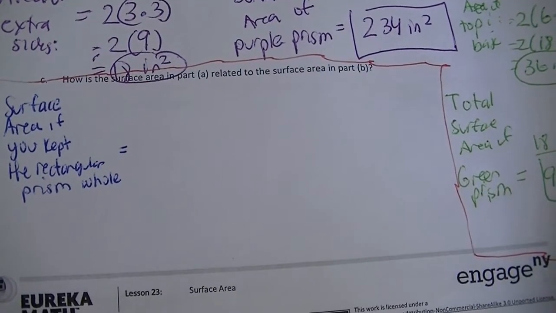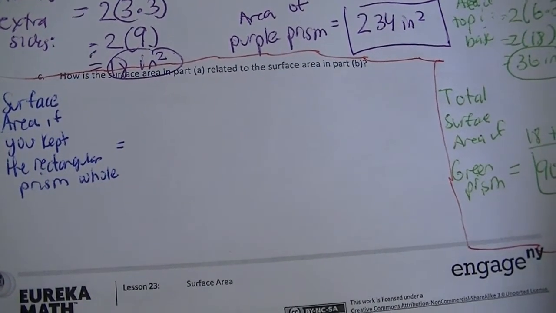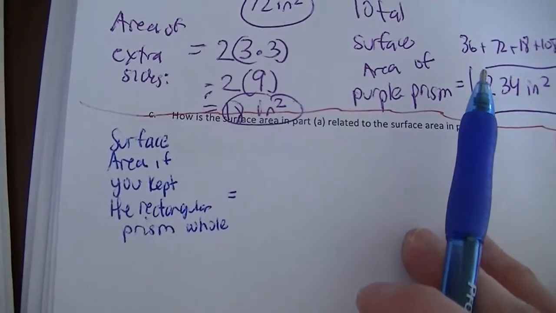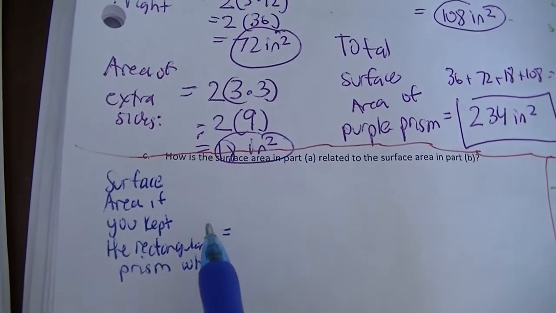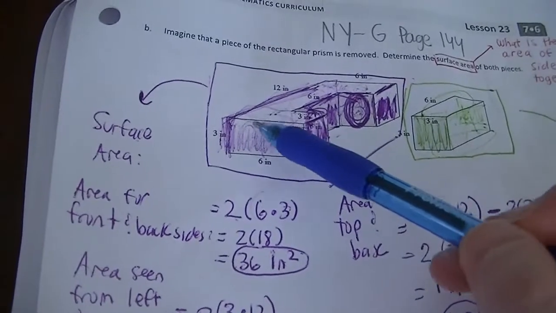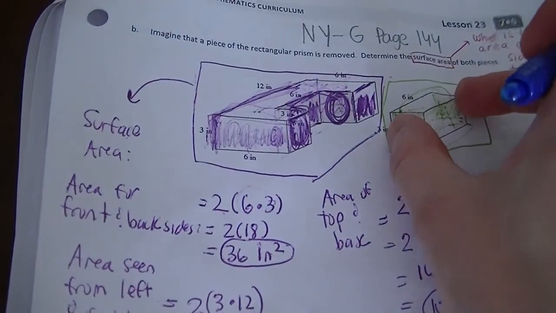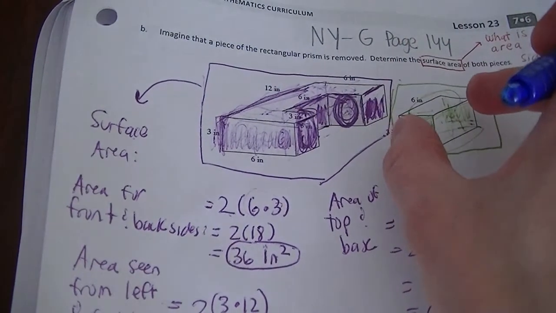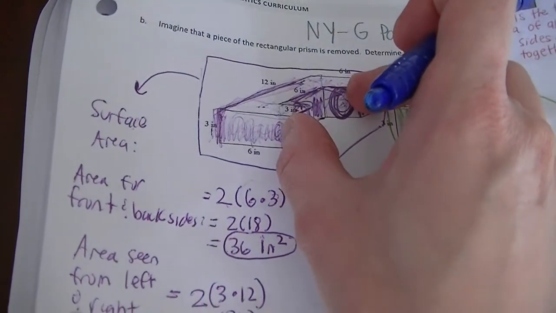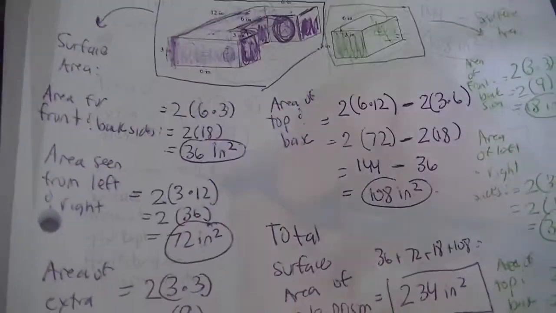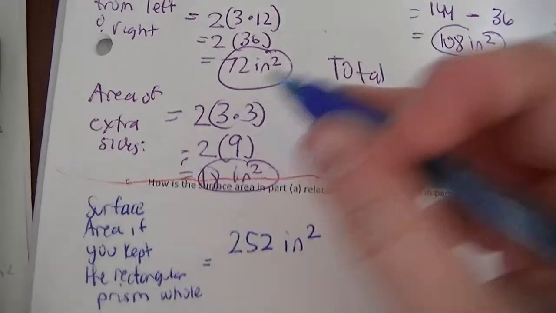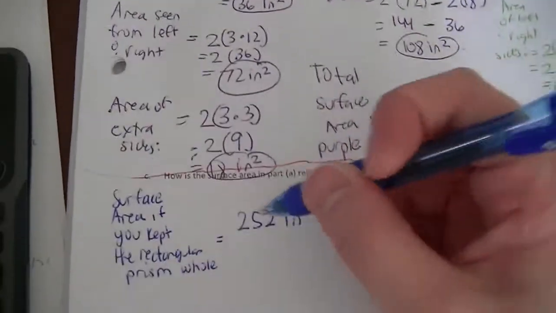The next part of this question says, how is the surface area in part A related to the surface area in part B? Well, part A was on the previous page, which is on a previous video. So I'm just going to kind of refresh your memory. Basically, in part A, they asked us to find the surface area of the whole thing. It was pretending that this was still intact right there, okay? And when we found that this was still in there, the surface area was equal to 252 inches squared. Okay, when it was all together, that was what the total surface area was.